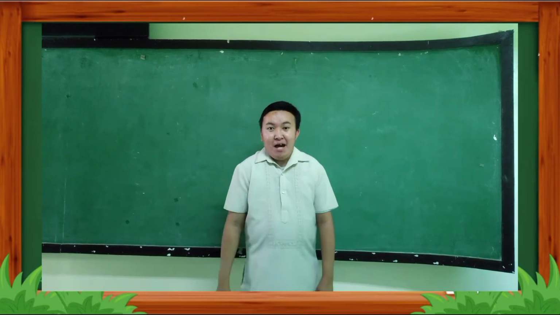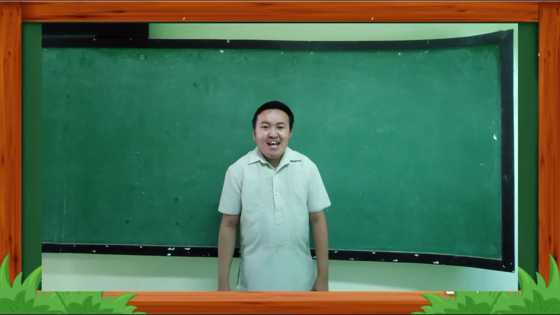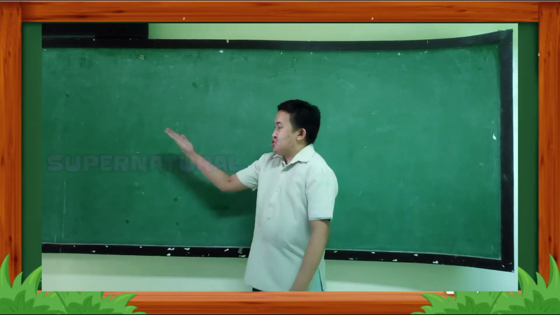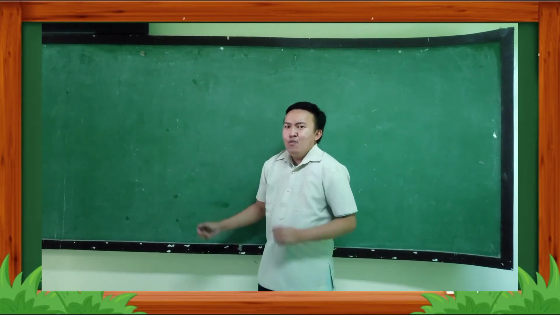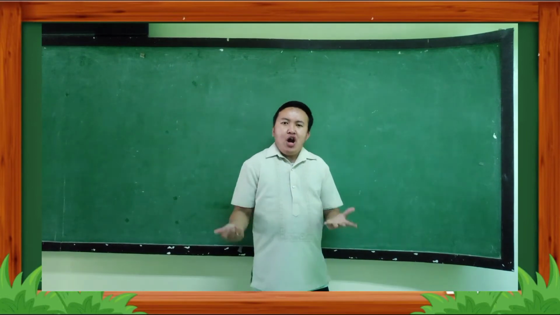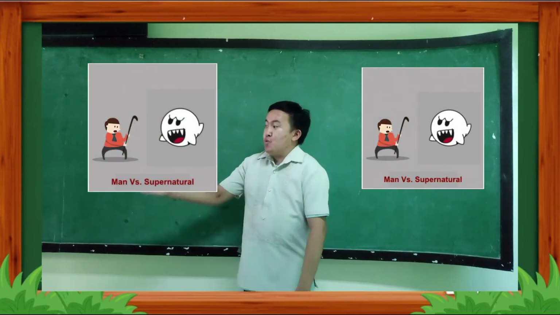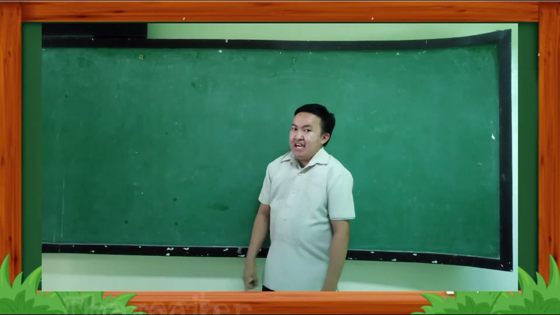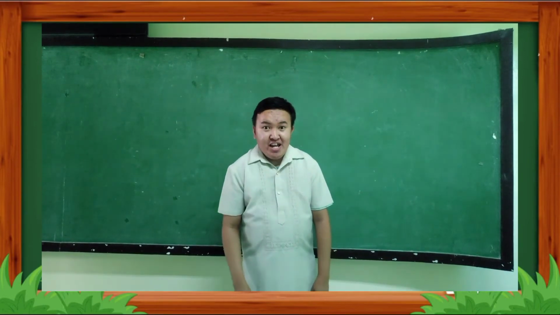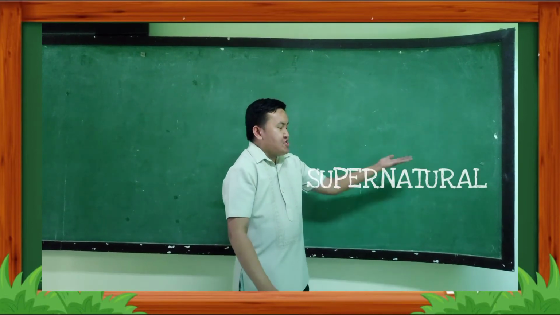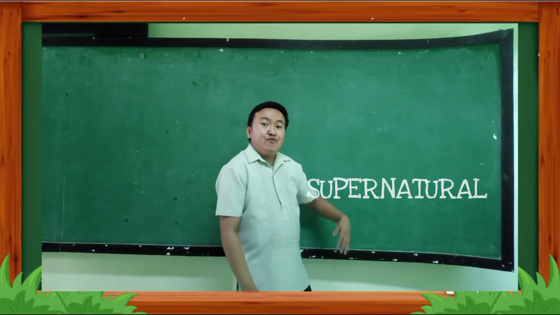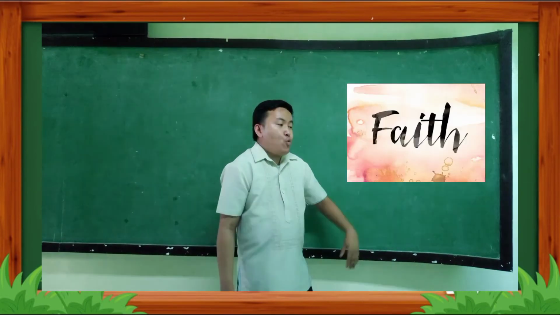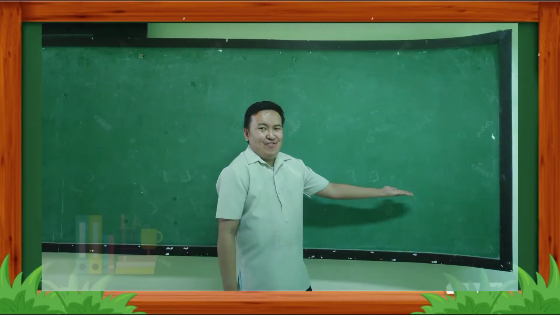The fourth subtype of external conflict is what we call man versus the supernatural. What does that mean? When we talk about man versus the supernatural, this means that our main character is having a struggle, a challenge versus the supernatural. We refer to the supernatural as the gods and goddesses or fate itself.